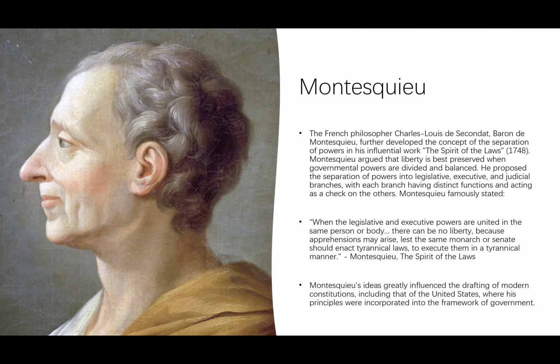Montesquieu famously stated, "When the legislative and executive powers are united in the same person or body, there can be no liberty at all, because apprehensions may arise, lest the same monarch or senate should enact tyrannical laws to execute them in a tyrannical manner." This is Montesquieu in his work, The Spirit of Laws.